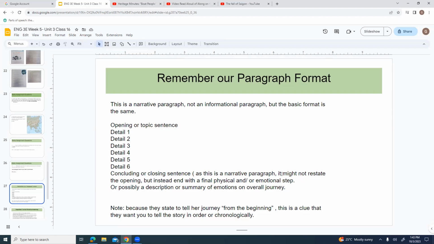Because this is a narrative paragraph, it might not restate the opening. It might instead end with a final physical or an emotional step, or maybe a description or summary of the emotions of the overall journey. Because they state to tell her journey from the beginning, this is a clue they want you to retell the story or summarize the story in order or chronologically, okay?